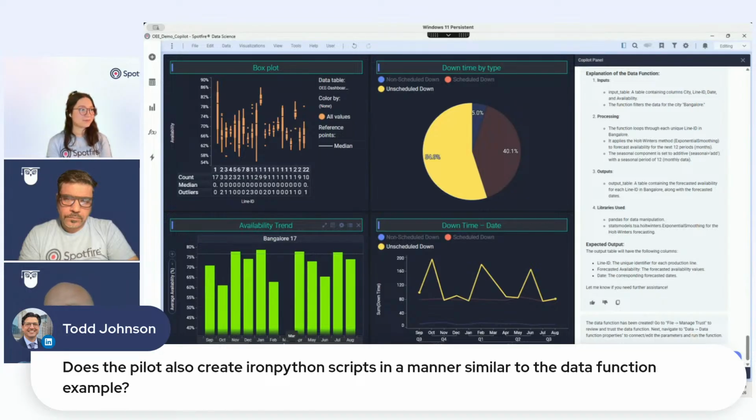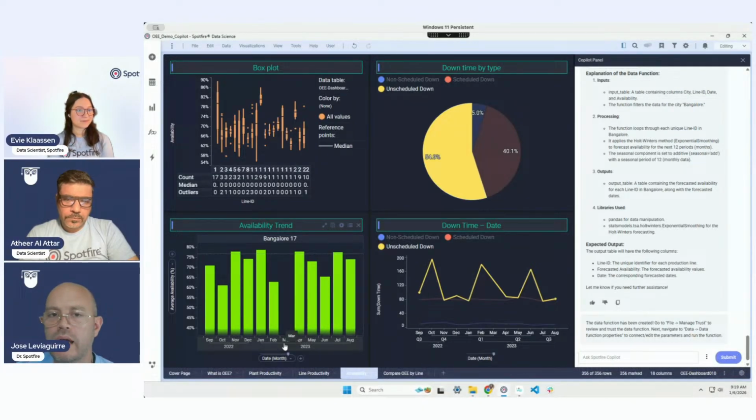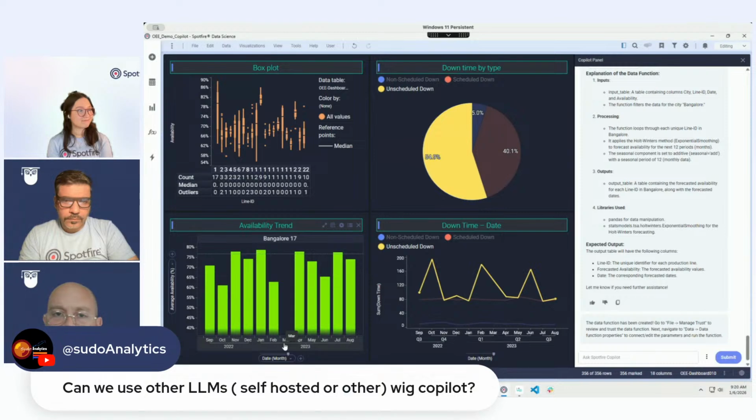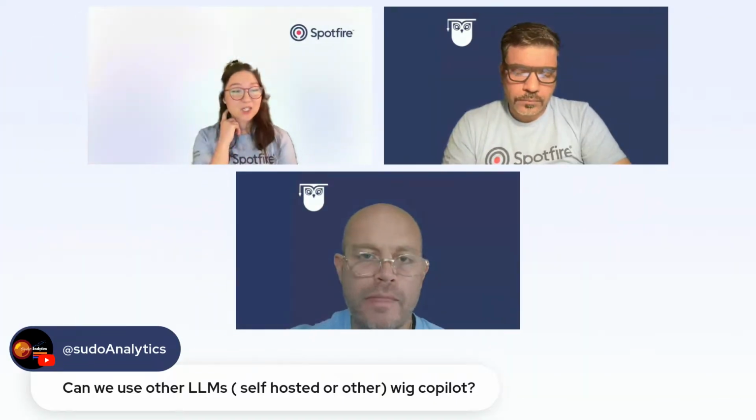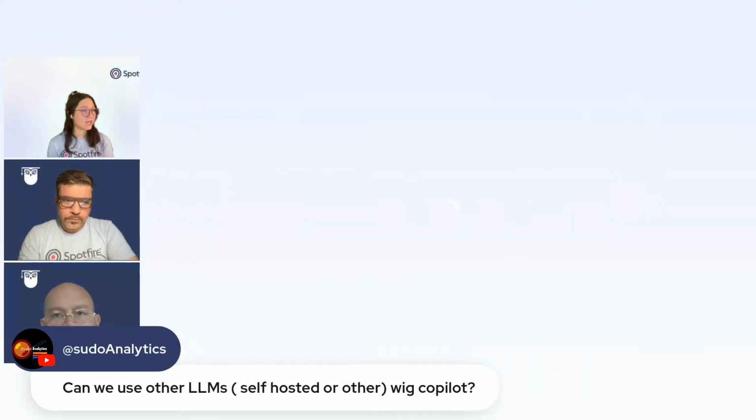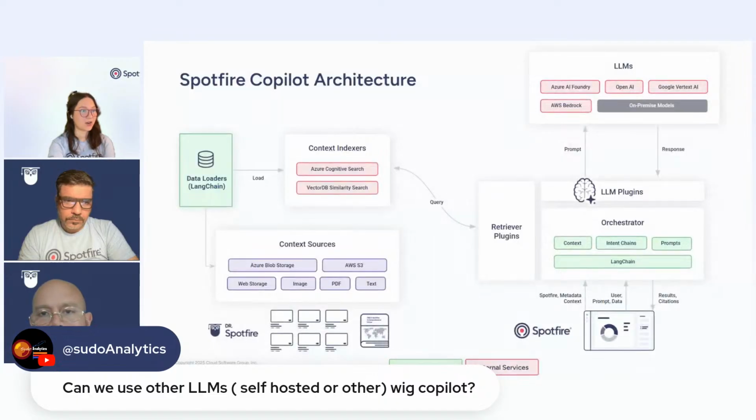Perfect. Okay, thank you so much, Evie. So now we have one more question. I'm going to show that question while I switch to the architecture so that we can move on to the architecture and explain it. Perfect. Can we use other LLMs like self-hosted or other with Copilot? Yeah, that's actually a perfect segue into the architecture diagram.